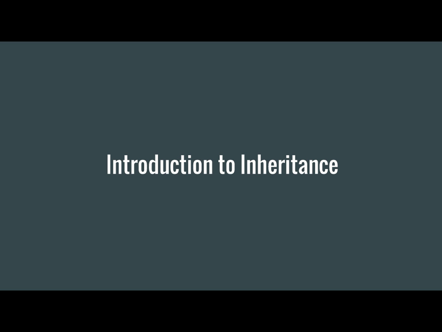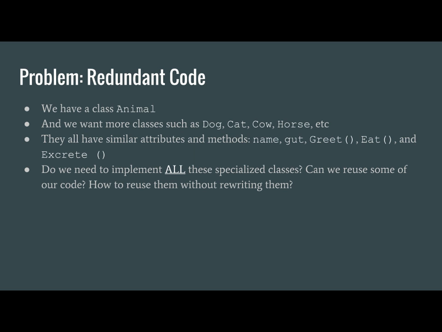Okay, now we're going to talk about our new topic today, which is inheritance. So here's the problem. So far we have had our class Animal. And now we want to have more classes, like Dog, Cat, Cow, Horse, etc. They all have similar attributes and behavior, such as they have a name, they have their own gut, they can greet, eat, and excrete. So the problem is, do we need to implement all these classes from scratch? Can we use some of our code from the Animal class?